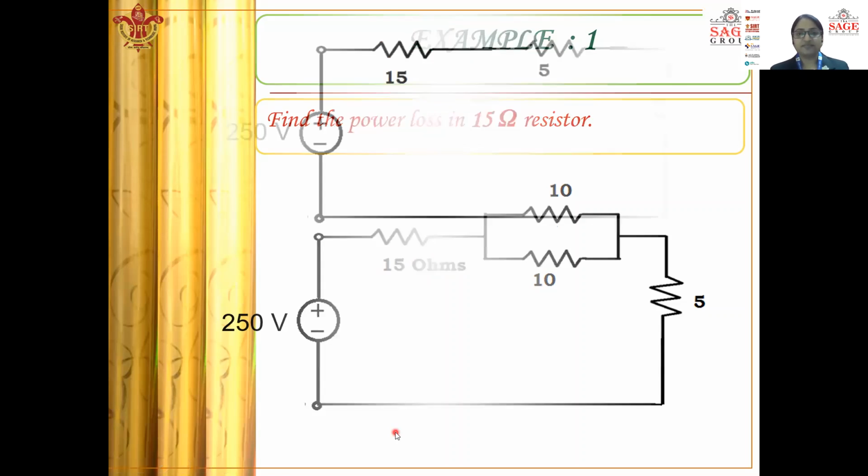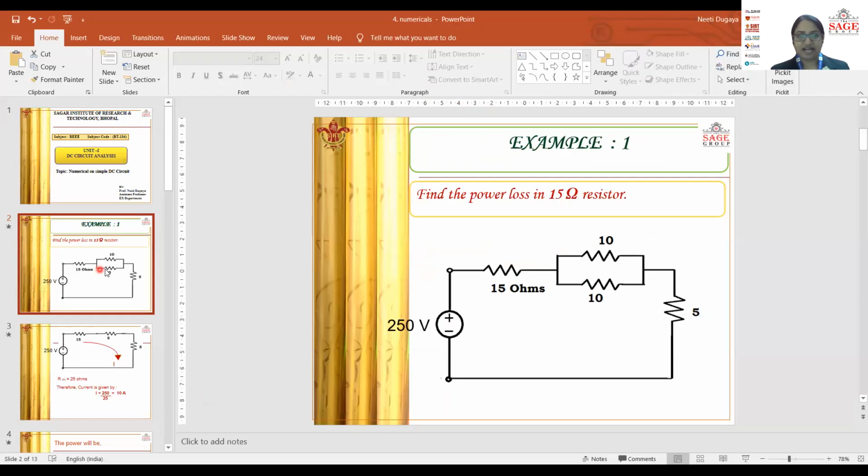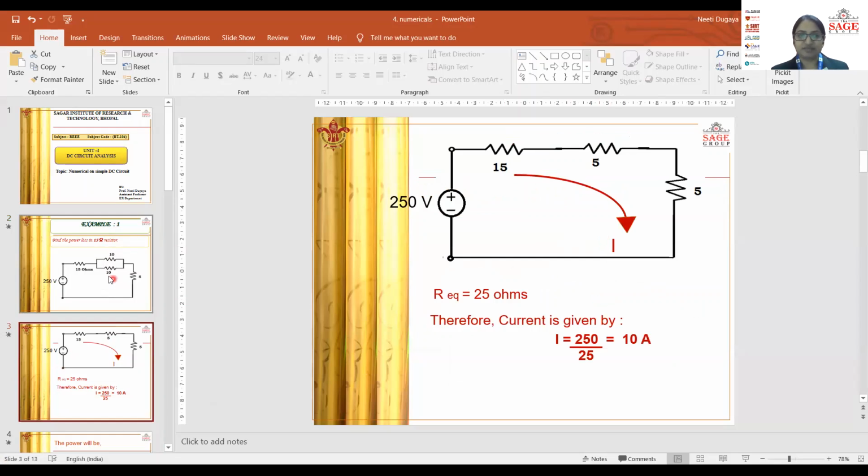So let's proceed. We can take the previous slide also. In this particular numerical, the 10 ohm and 10 ohm resistances are in parallel, right? So we can reduce it by calculation. 10 ohm and 10 ohm in parallel will give you 5 ohm. The formula for the same is 10 into 10 upon 10 plus 10. So we'll be getting 5 ohms here.